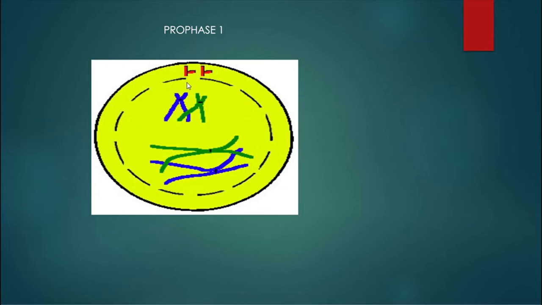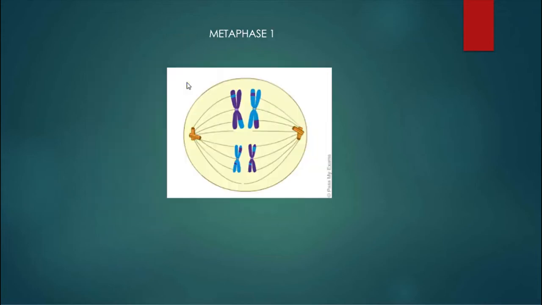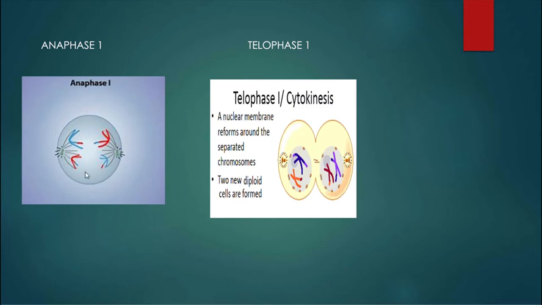In metaphase 1, the homologous chromosomes align themselves in the middle. In anaphase 1, homologous chromosomes separate, and in telophase 1, the chromosomes are enclosed in a nuclear envelope. We have two daughter cells. During this phase, we have division of cytoplasm, which is called cytokinesis.